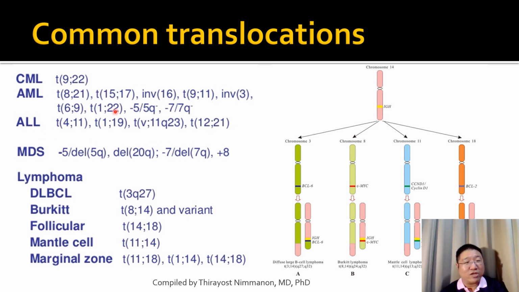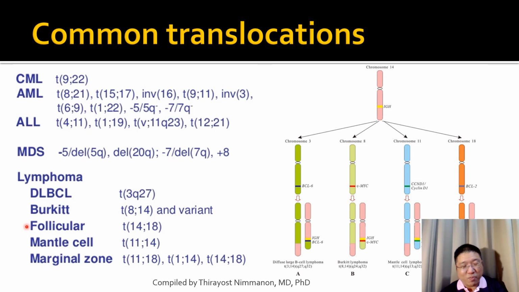For ALL, there are also different translocations. MDS also has different translocations. For lymphomas, there are only a few that I would like you to memorize. The first one is in Burkitt lymphoma. The translocation is between chromosome 8 and 14. Chromosome 14 is for immunoglobulin. Chromosome 8 is for c-MYC. So the translocation results in overproduction of c-MYC. c-MYC is produced along with immunoglobulin.